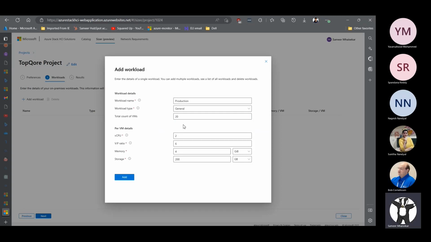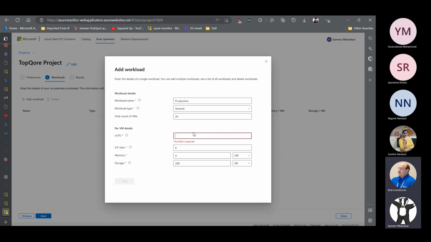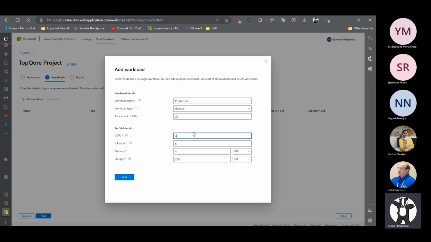More the merrier. Okay. So per VM, what do you need per VM? How many vCPUs, virtual CPUs, do you want? No way 2 is going to cut it for me, so I'm going to say 4, because I like my virtual machines performant and fast.